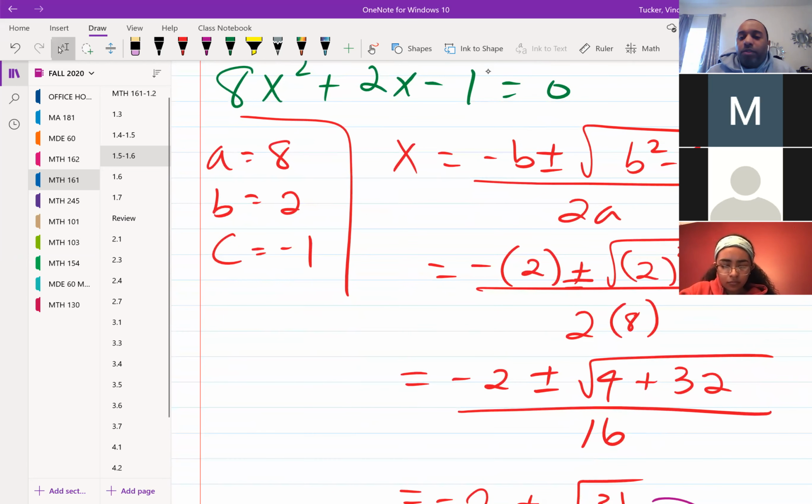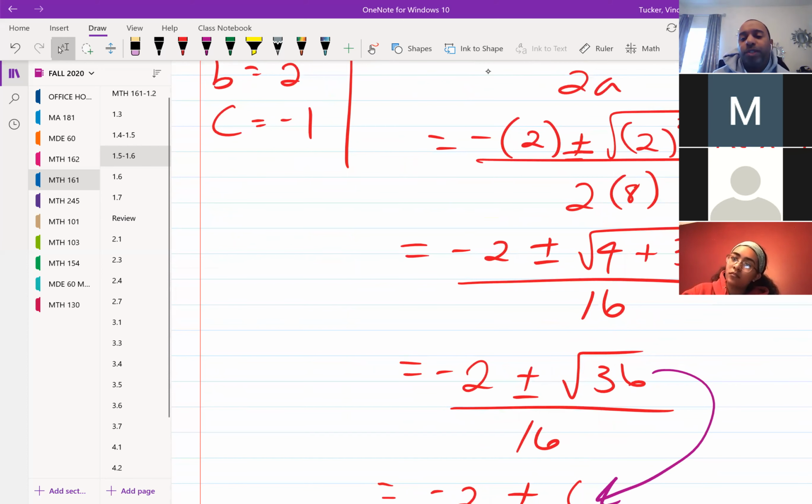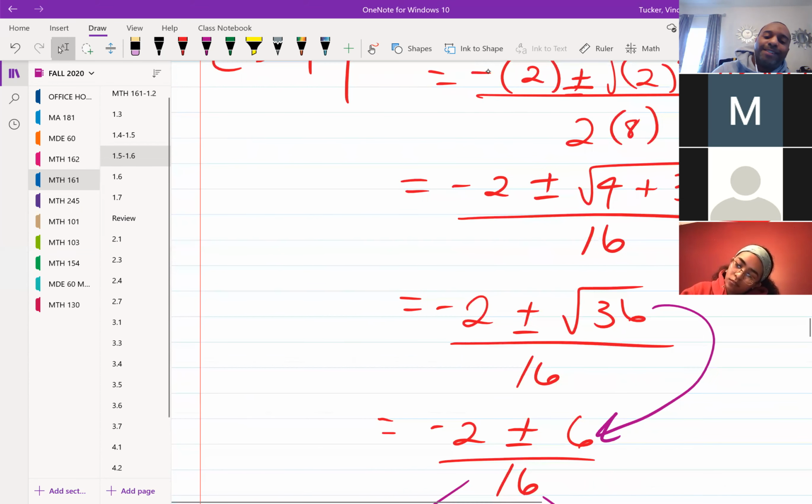Like I mentioned, that's negative 2. Then we have 2 squared, which is 4. We're under the radical right now. Then negative 4 times 8 is negative 32, times negative 1 would be positive 32. And then in the denominator, 2 times 8 is 16. So simplify what's under the radical: 4 plus 32 is 36. The square root of 36 is 6. So we have negative 2 plus or minus 6 over 16.